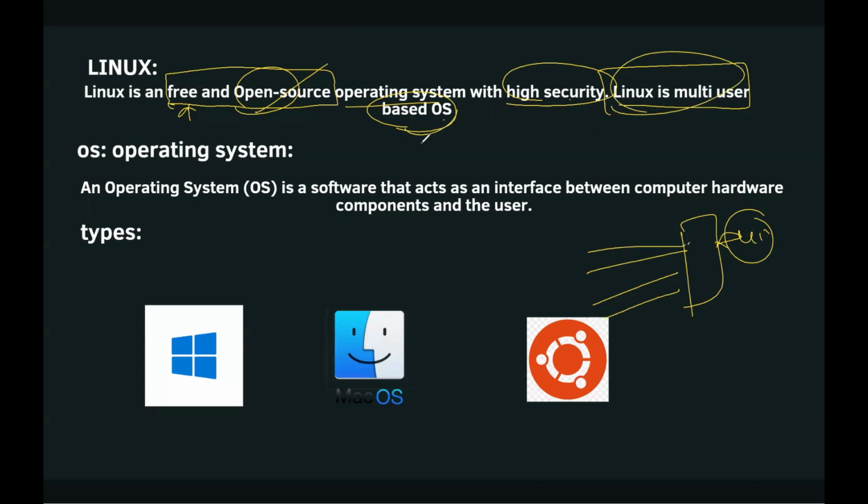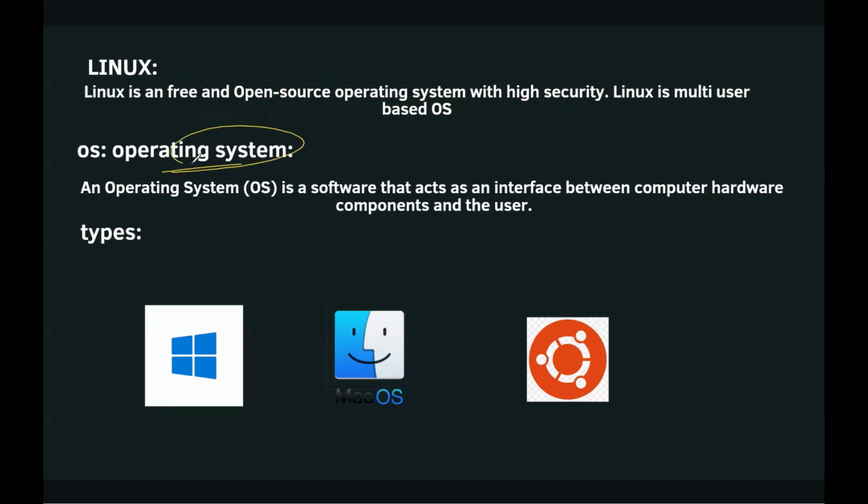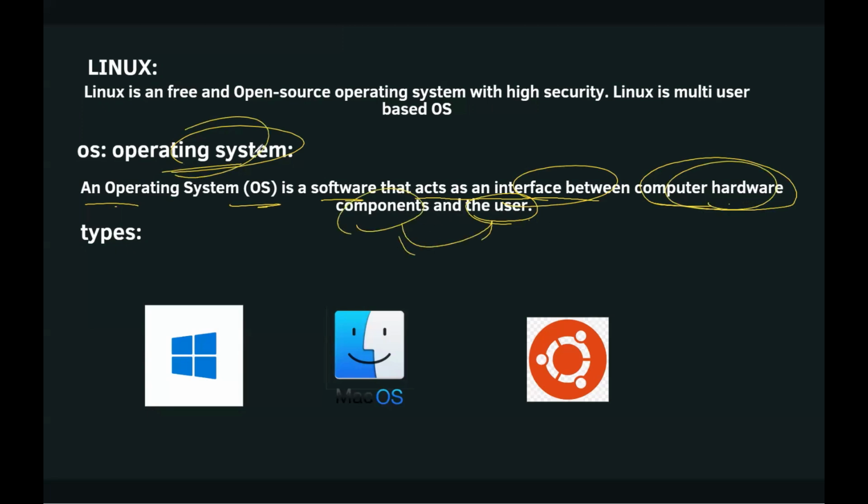Nothing but multi-user based OS. So now, OS. What is meant by OS? Operating system. An operating system is a software that acts as an interface between computer hardware components and the user. That is what we discussed: interface between computer hardware components as well as user. Nothing but OS.